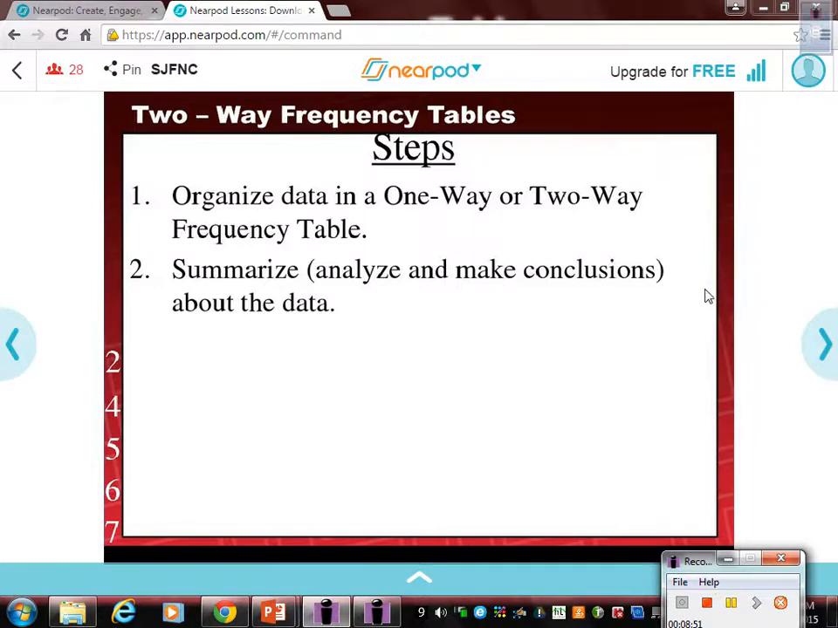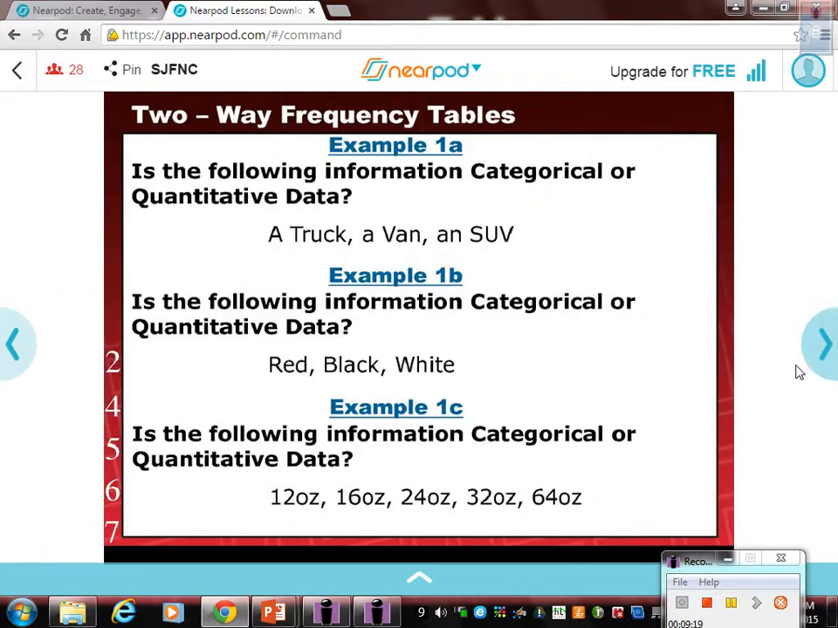So before we move on, I want us to first practice our vocabulary to see if we understand quantitative and qualitative data. Okay? So once again, the steps: organize data in a 1-way or 2-way frequency table. I'll show you the difference from one to the other. And then we're going to summarize, which means we're going to analyze and make conclusions about the data that we have.